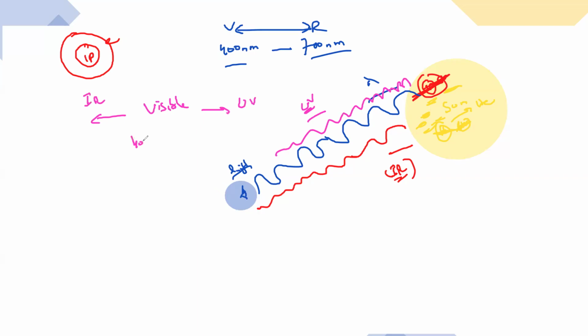So from 400 nanometer to 700 nanometer is the part of the spectrum which our eye is sensitive to, like we can detect. But if the wavelength is shorter than 400, we cannot detect. If the wavelength is longer than 700, we cannot detect. The only range our eye is sensitive to is 400 nanometer to 700 nanometer. So infrared cannot be detected by the eye, and UV cannot be detected by the eye.